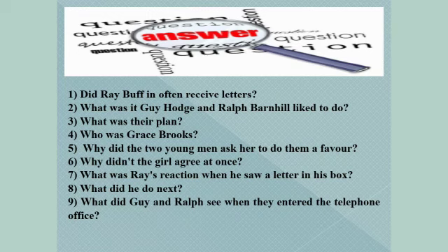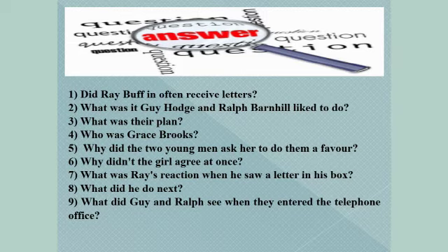And it's time for the questions. Did Ray Buffin often receive letters? What did Guy Hodge and Ralph Bunhill like to do? What was their plan? Who was Grace Brooks? Why did the 2 young men ask her to do them a favor? Why didn't the girl agree at once? What was Ray's reaction when he saw a letter in his box? What did he do next? What did Guy and Ralph see when they entered the telephone office? Answer, please. Be active. Good luck to you, students.